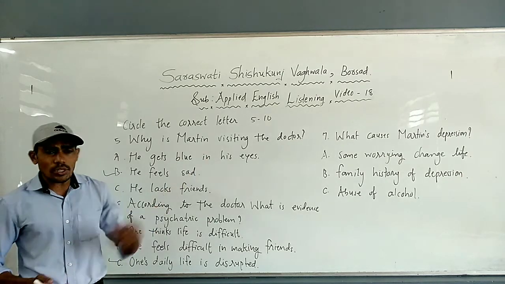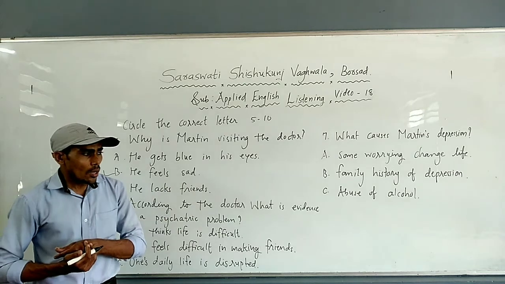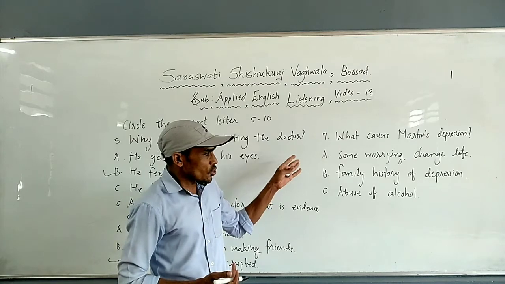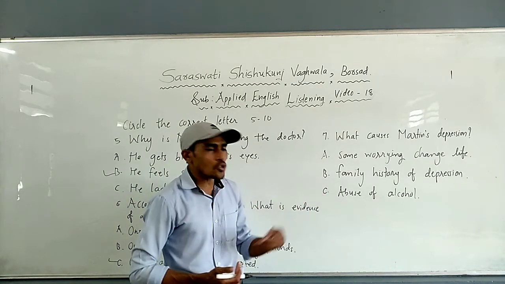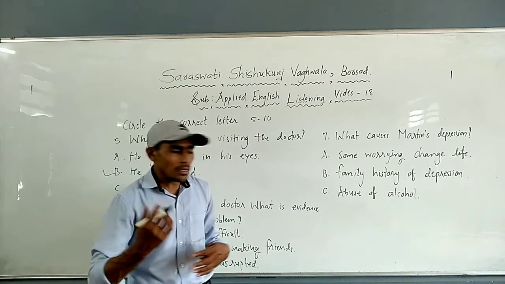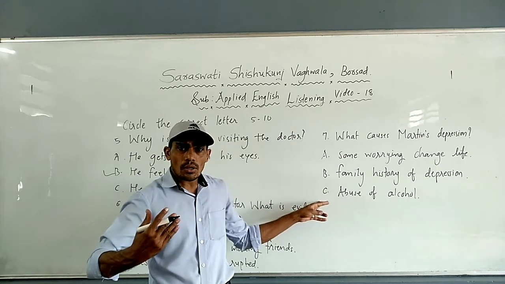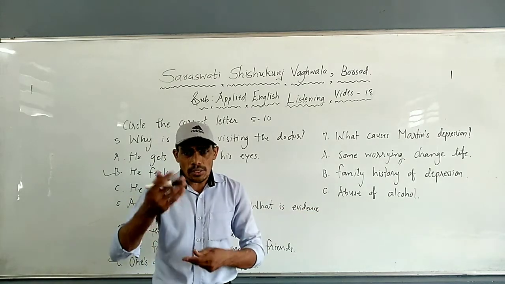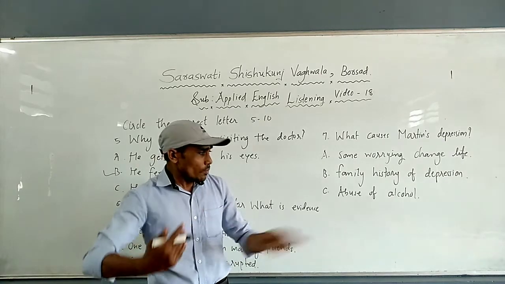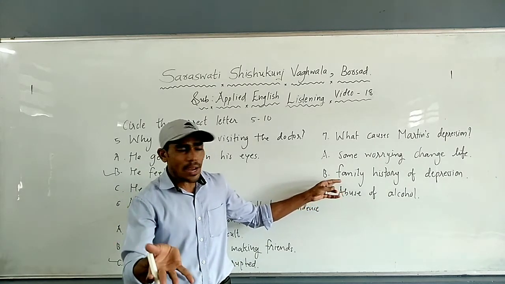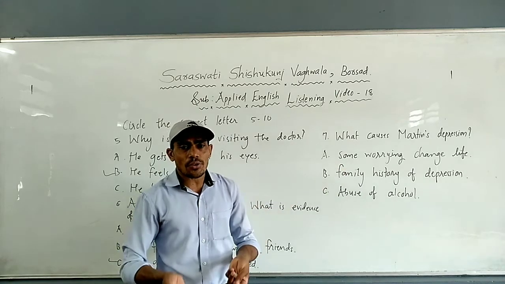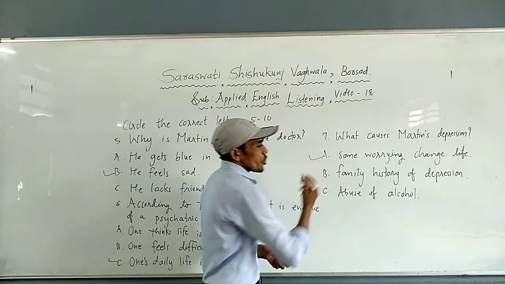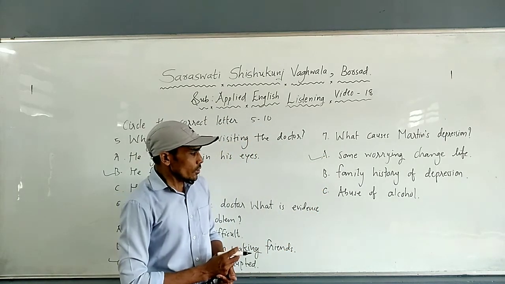Okay. When we see question number 7 and the conversation continues, students. Now, what causes Martin's depression? Some worrying change in life, family history of depression, and abuse of alcohol. Do you think that Martin was consuming alcohol or consumes alcohol? Or family history? Yes, the psychiatrist says family history can cause depression and some worrying change in life. You can get the answers clearly. Some worrying change in life. So this is, students, a multiple choice.